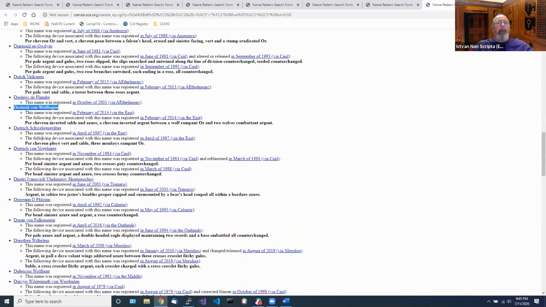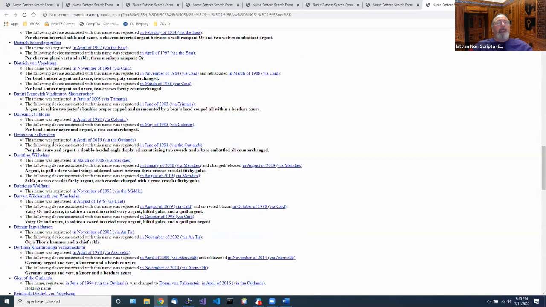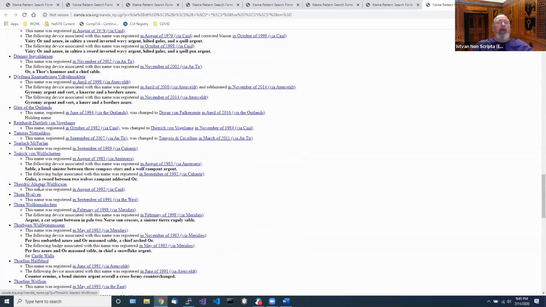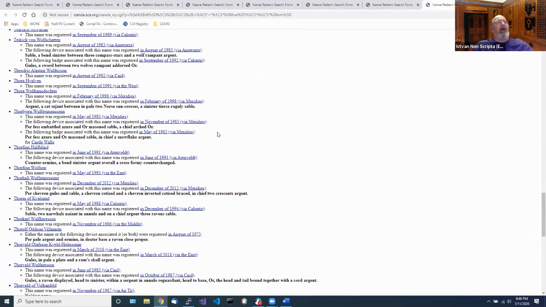I know this guy. So, but again, you go through the entire list. Why is that there? Glen of the Outlands, because it was changed to Doran von Falkenstein, and this is what the record is kept in now, and this is a broad search, so it matches that. But obviously none of these conflict because it got registered.